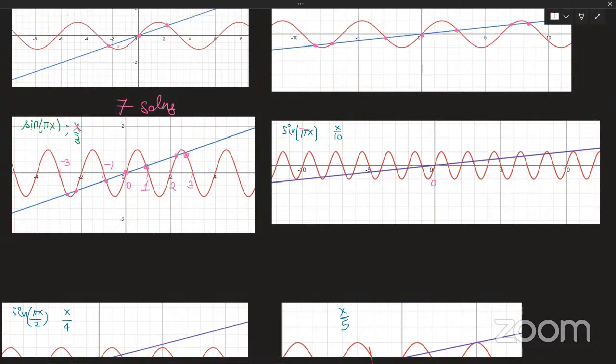This is 0. It will come back down at 1. This is 2. This is 3. This is 4. This is 5. This is 6. Similarly, on the left side, it is -1, -2, -3, -4. It is the same thing. But I have taken y is equal to x by 10. This line is y is equal to x by 10. Can you tell me how many solutions are there?